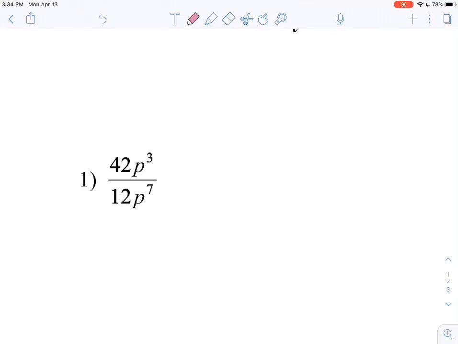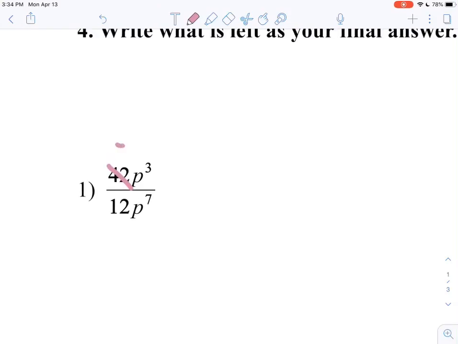So what you're going to do is first simplify the numbers normally if you can. So I have 42 over 12. Think about if you had 42 over 12 as one of your answers on a test and I told you to simplify your answer. How would you simplify it? Well, 6 goes into both of these, right? So I could divide both of these by 6. So 42 divided by 6, that becomes 7, and that becomes 2.